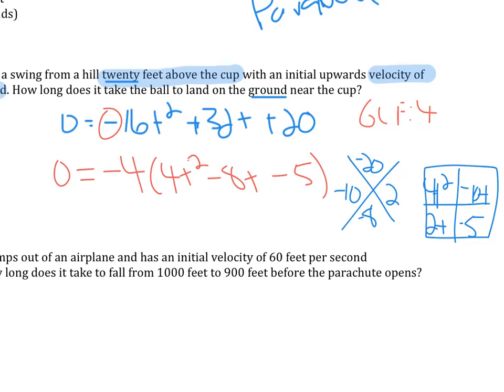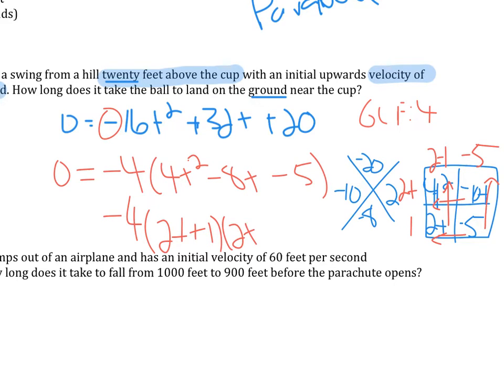Then we look for our GCF. So I get a 1 there. I get a 2t there, a 2t there, and a -5. So we get -4, and then that became 2t plus 1, and 2t minus 5. And that is then set equal to 0.